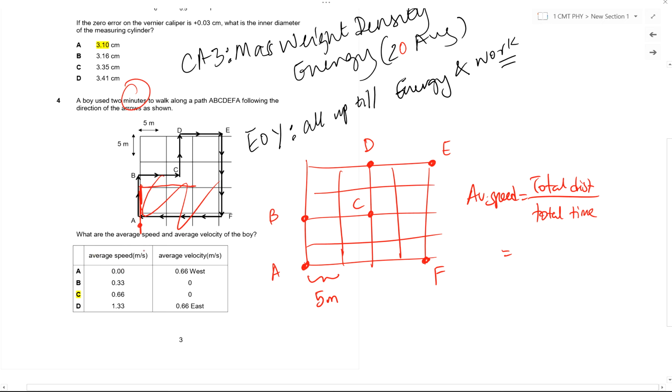However, if you notice all of the units over here for the speed, they are in seconds. What do you think I need to do with the 2 minutes? I change to seconds, okay? 2 times 60. Okay, that is our denominator. In our numerator, how many sides of the squares did he go?